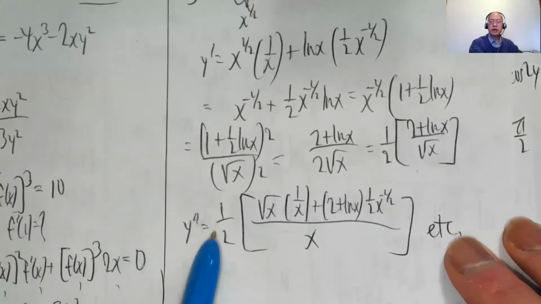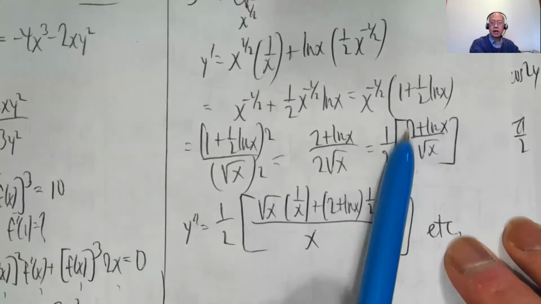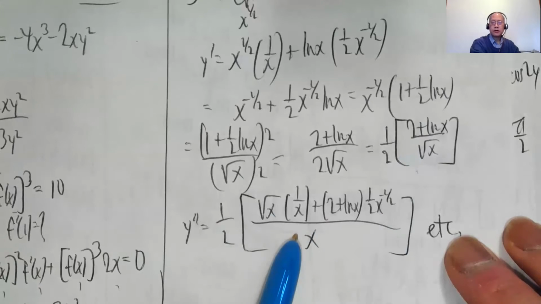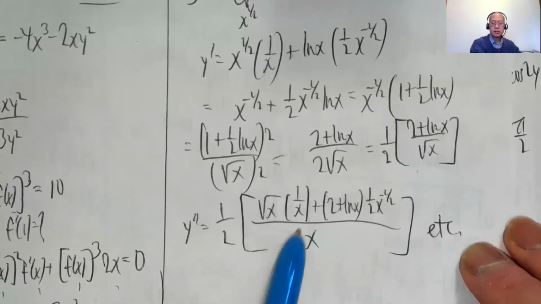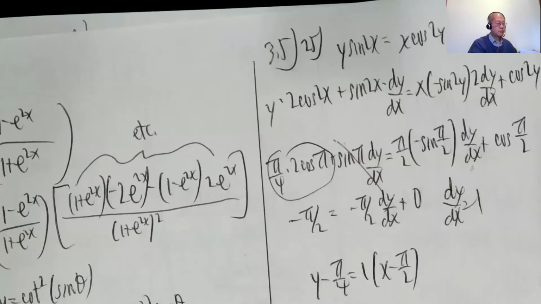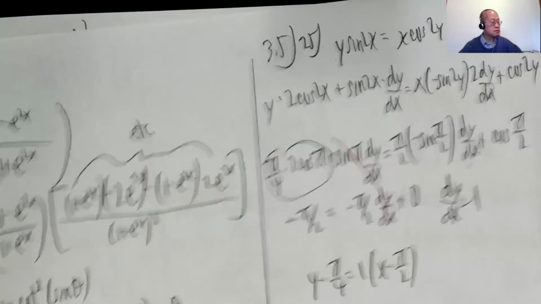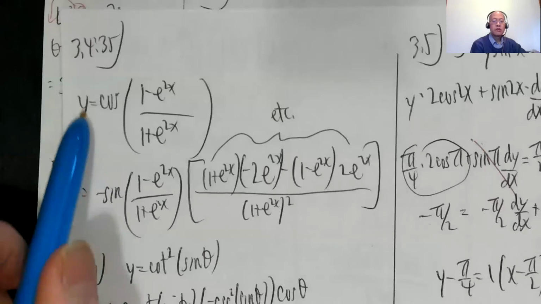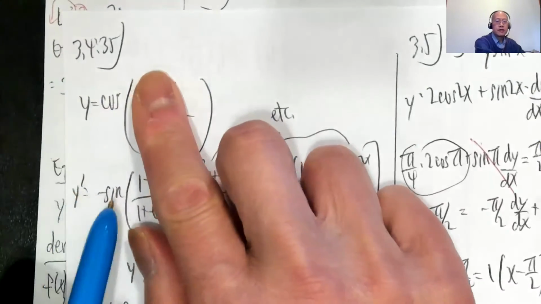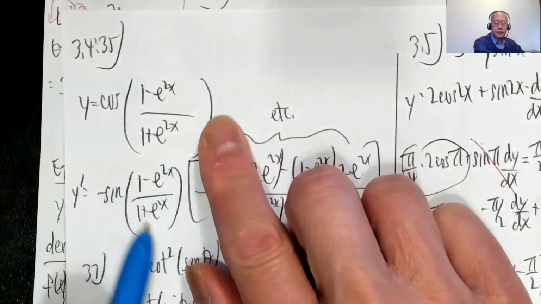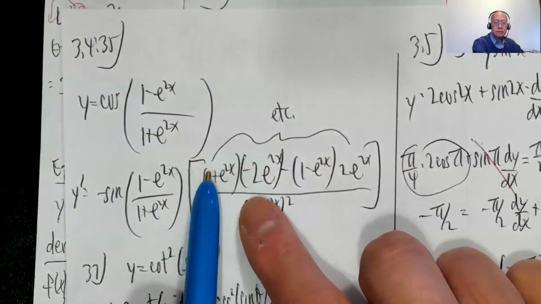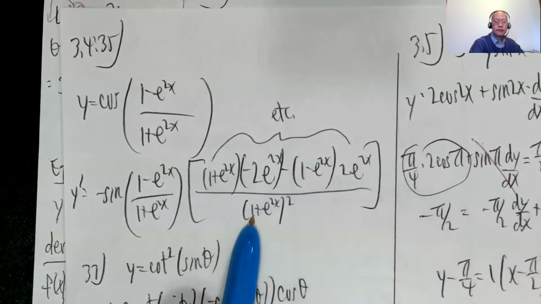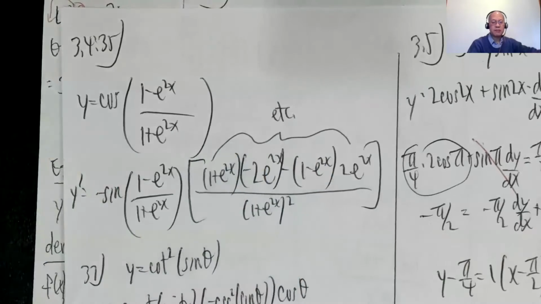So double prime is 1/2 bottom times derivative of the top plus the top times derivative of the bottom, all over the bottom squared, and so on. You just clean that up a little bit afterwards. Let's see, 3.435. Y equals cosine of all that. Derivative is negative sine of all that times the derivative of all that, which is a quotient rule. Bottom times derivative of the top minus the top times the derivative of the bottom, all over the bottom squared, and just clean that up eventually.